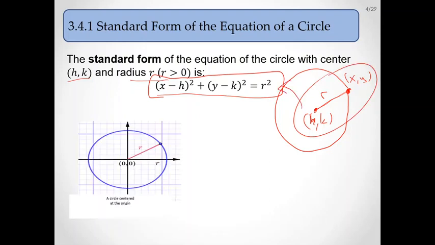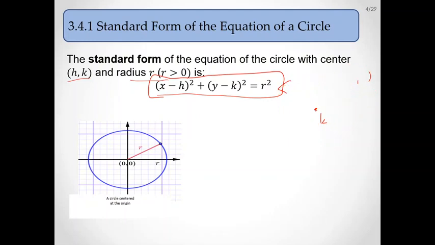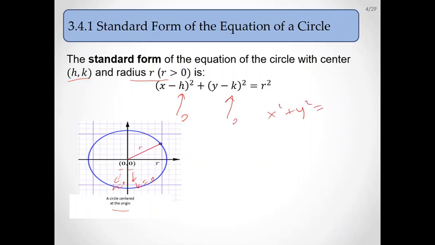Now we have some special circles. One is the one centered at the origin. So here 0, 0, h and k should be 0. And in this case, when you put 0 here and 0 here, then you will end up with x squared plus y squared is equal to r squared. So indeed, if you see such an equation, you can directly say center is 0, 0.